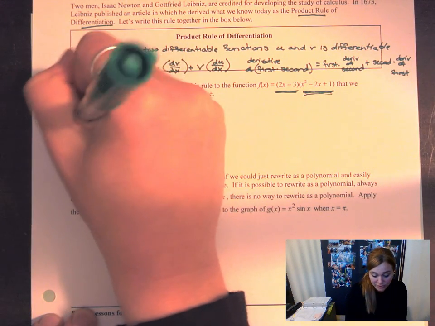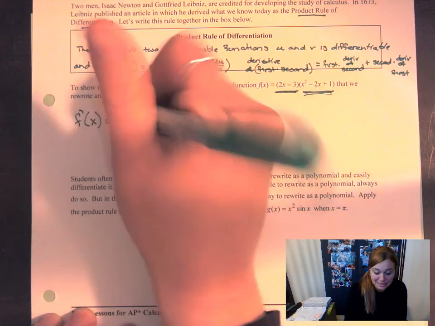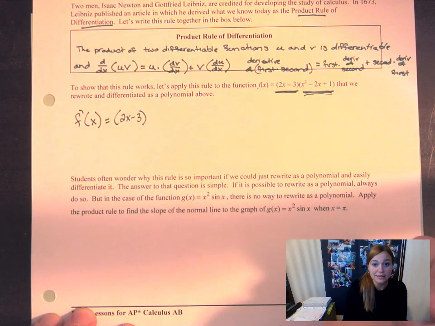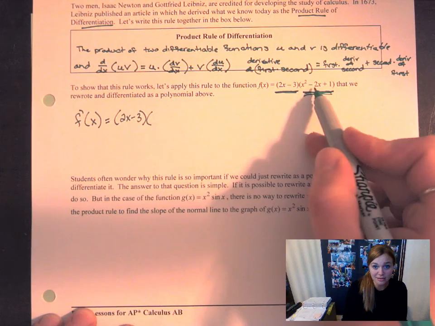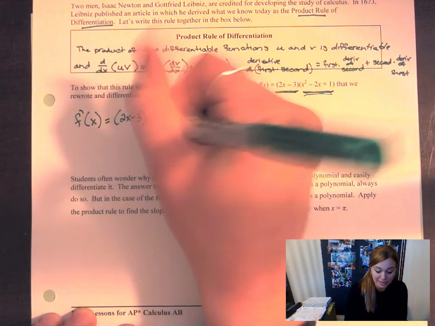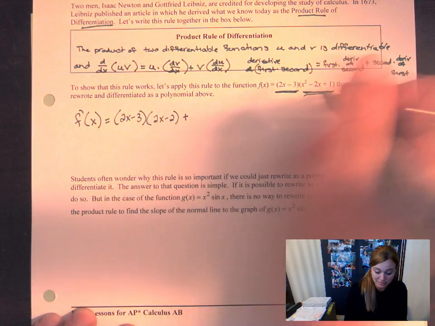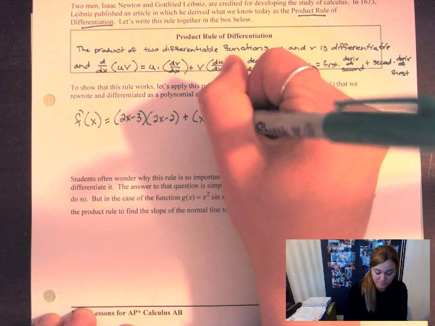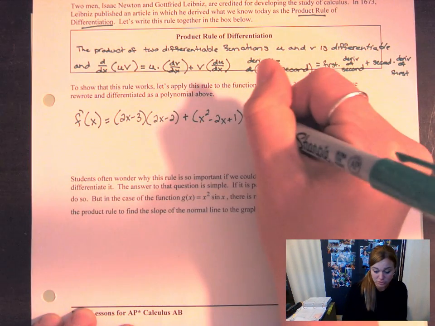So to find the derivative, I'm going to go over here, make sure that you're labeling clearly. F prime of x is the first. So I'm going to write 2x minus 3 times the derivative of the second. So I'm taking the derivative of this thing, and I would get 2x minus 2 plus the second, so this whole term, x squared minus 2x plus 1, times the derivative of the first, 2.